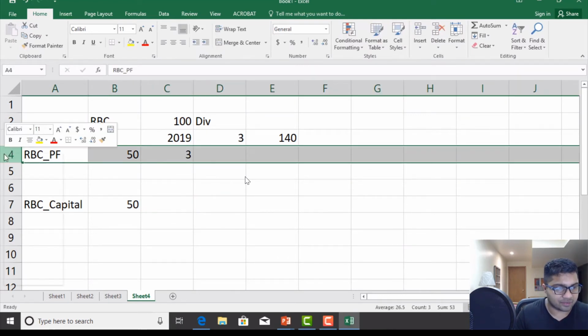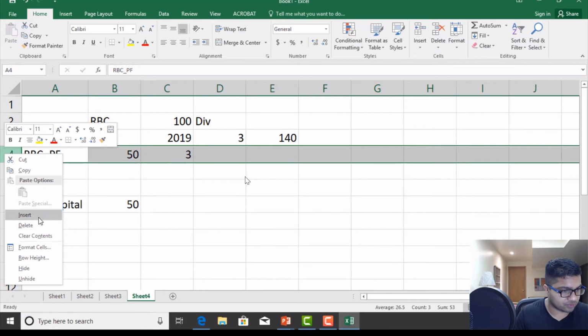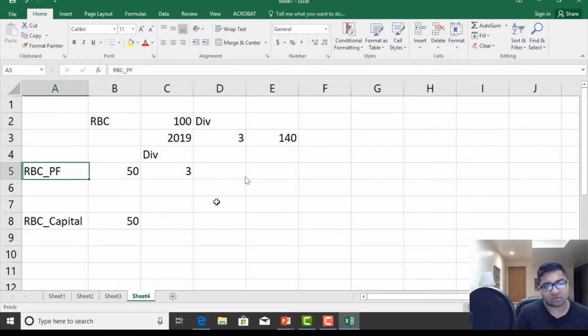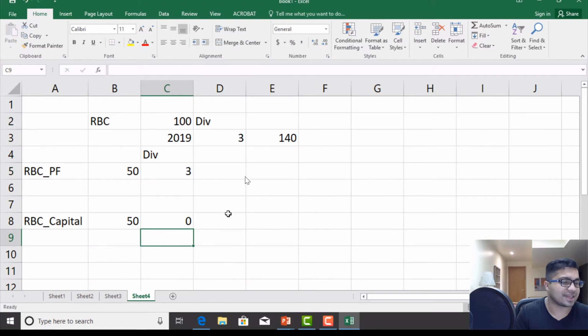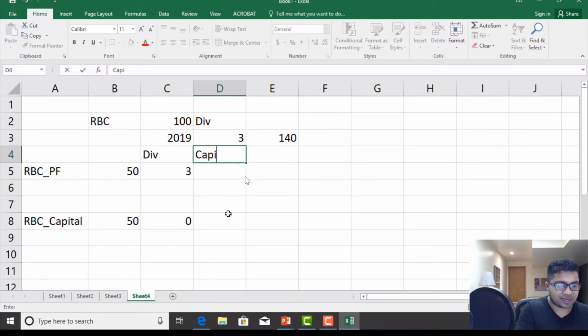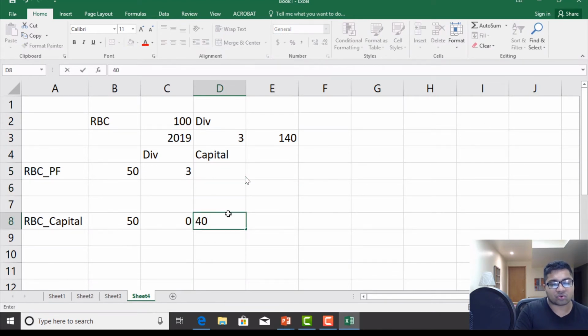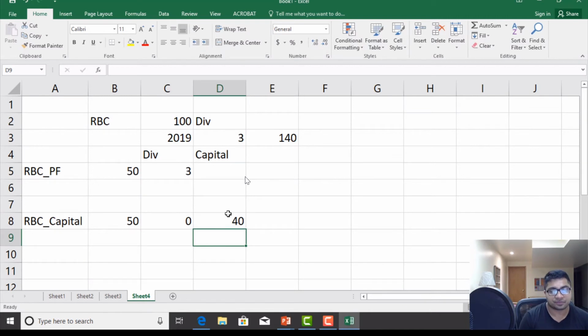So I am adding a few things. Dividend, entire dividend goes to preferred stockholder of RBC. Capital gain, stock doesn't get anything, but capital gain that the stock generated, so it went from 100 to 140, so it generated a capital gain of 40. So this capital gain goes to capital share.